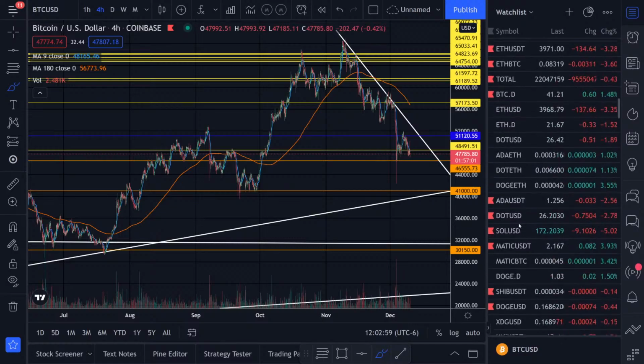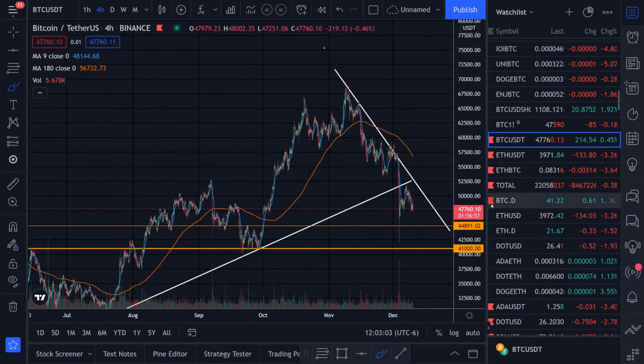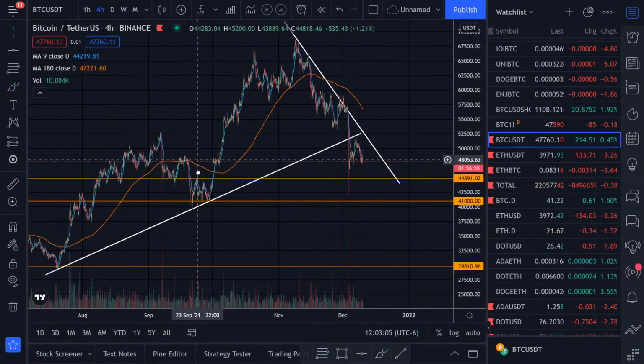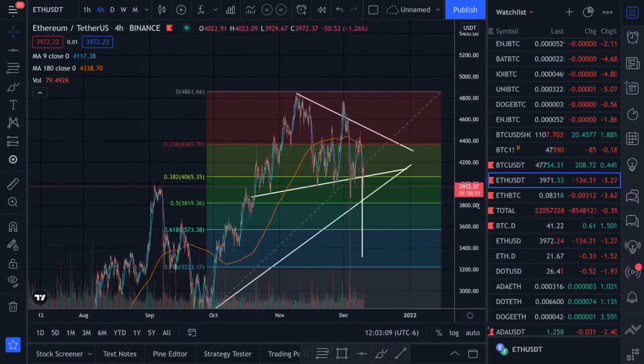Let me look at Bitcoin real quick just to recap it. But yeah, it's pretty simple. I'm looking at the previous support, watching the downtrend. Let's take a look at Ethereum real quick.